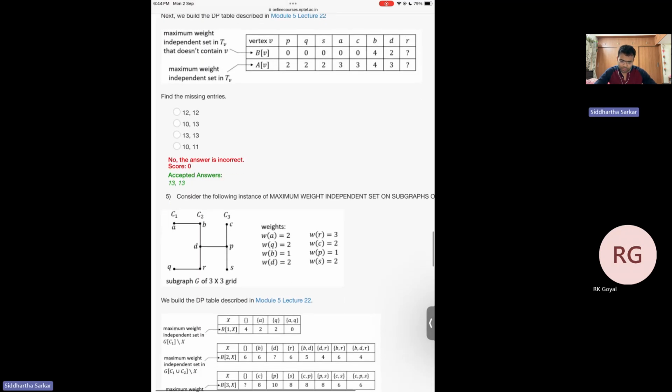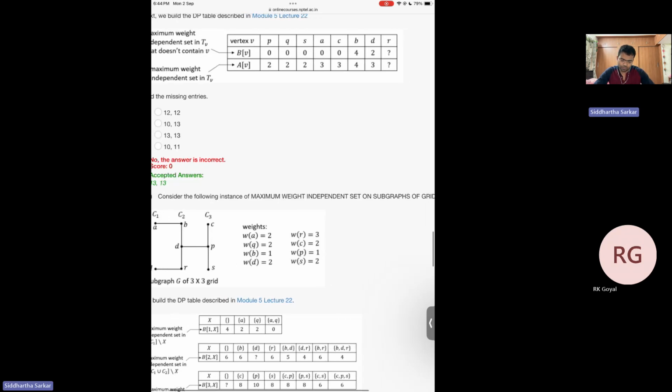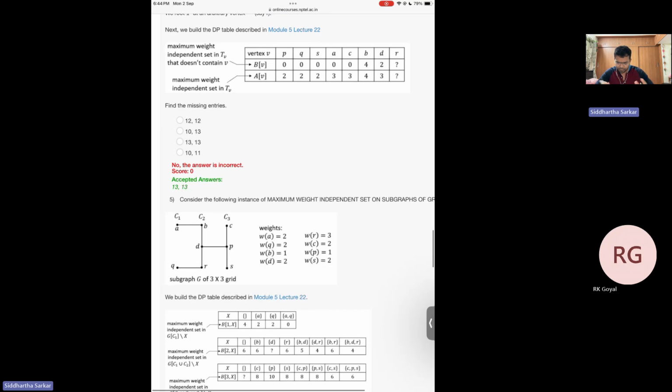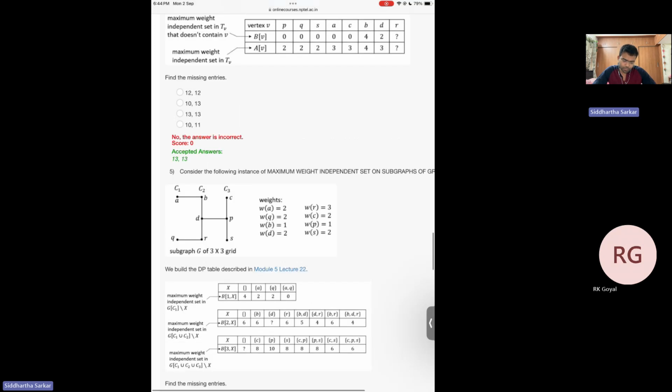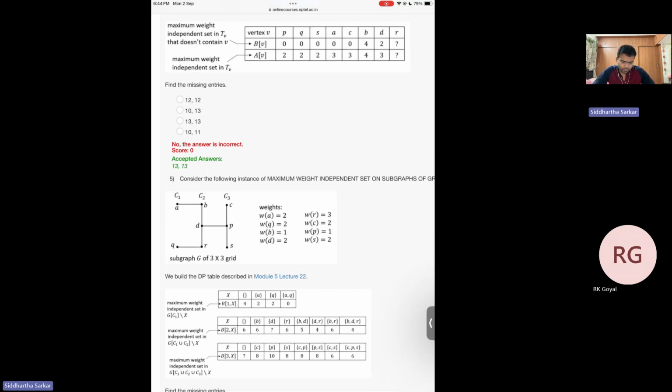Then we saw that in a different kind of graph, which is called a subgraph of grids kind of graph, again sort of like a tree, we can do a similar thing using DP. Maximum weight independent set can be recovered. But if the graph gets more complicated, we know that it is NP hard to compute this maximum weight independent set.